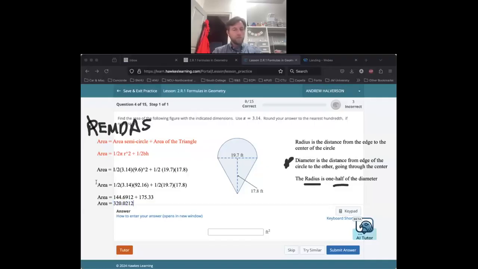320.0212, and the directions say round to the nearest hundredth, which means they want to go to the second decimal spot. So we look to the third decimal spot to see if we need to round up or down, and we don't. So this is the answer, 320.02. So sometimes you just have to do a piecemeal approach. Look at your shapes and kind of gotta unlock the pieces.